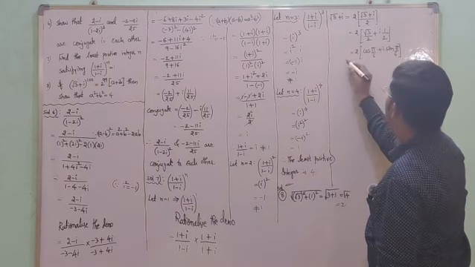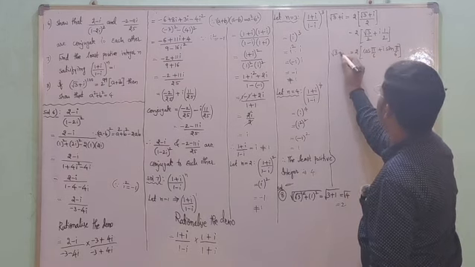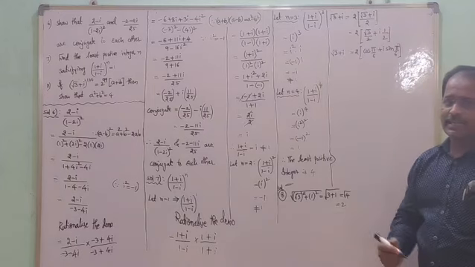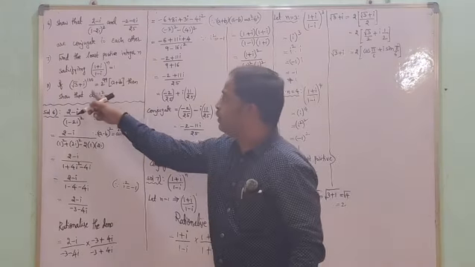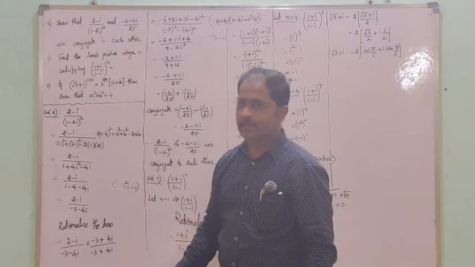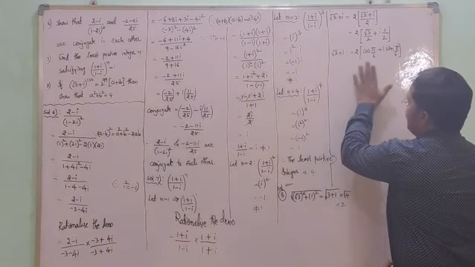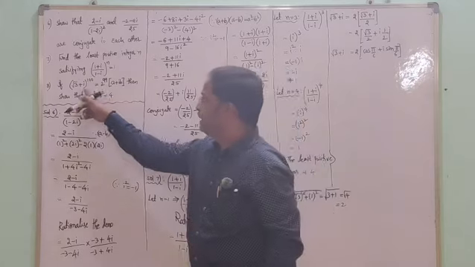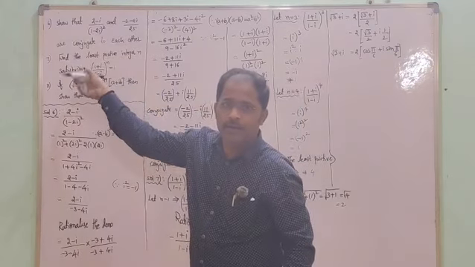So root 3 plus i value is completed, but in the question it is given root 3 plus i whole power 100. Listen carefully. Root 3 plus i value is completed, but we have to find out root 3 plus i whole power 100.